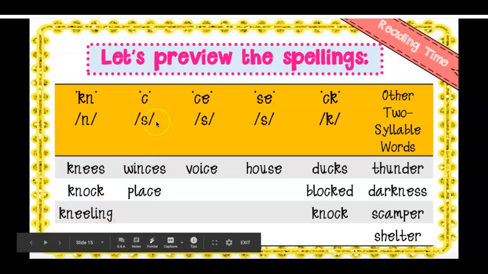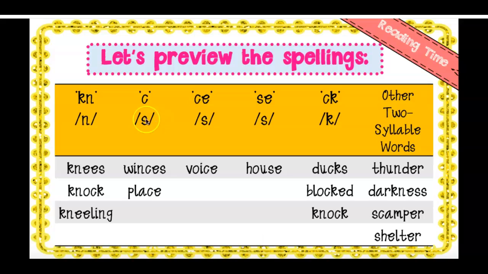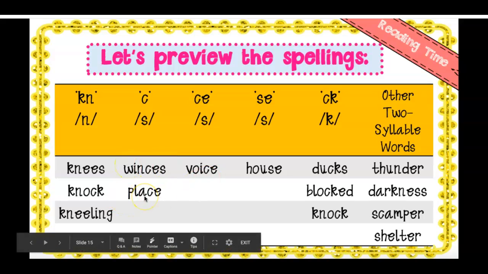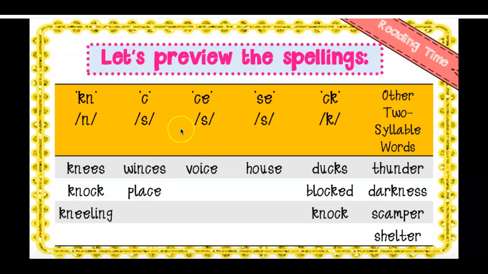The S sound is going to be spelled with the letter C in the word winces and place. You're also going to hear the S sound spelled with the CE spelling in the word voice. The S sound with the SE spelling, you can find that at the end of the word house.